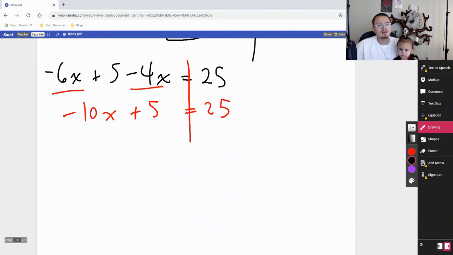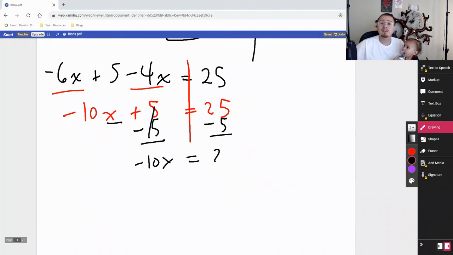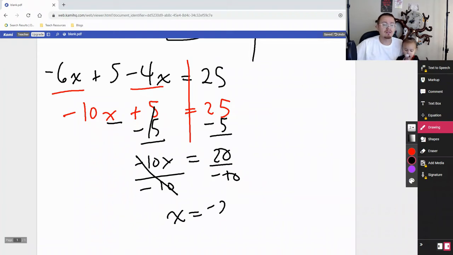How do you get rid of everything on the left side besides the x? You got to get rid of the negative 10 and the 5. You got to subtract that 5 on both sides. You get negative 10x, and that's going to equal 20. And then we're going to divide by negative 10 because we're multiplying by negative 10. And when you divide by a negative 10 and you multiply by negative 10, you get a 1x, which is what we want. And then 20 divided by negative 10 is just a negative 2, because in a multiplication or division problem, when the signs are different, the answer is always negative.